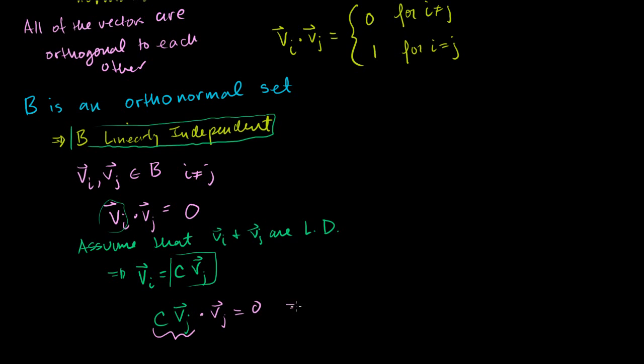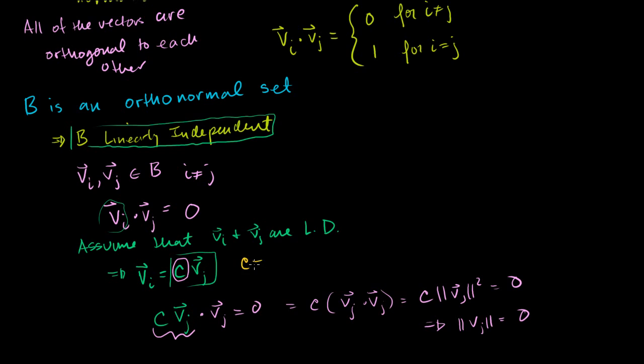But this right here is just equal to c times vj dot vj, which is just equal to c times the length of vj squared, and that has to equal 0, right? They're orthogonal, so it has to be equal to 0, which implies that the length of vj has to be equal to 0. If we assume that this is some non-zero multiple, and this has to be some non-zero multiple, I should have written it there. C does not equal 0.